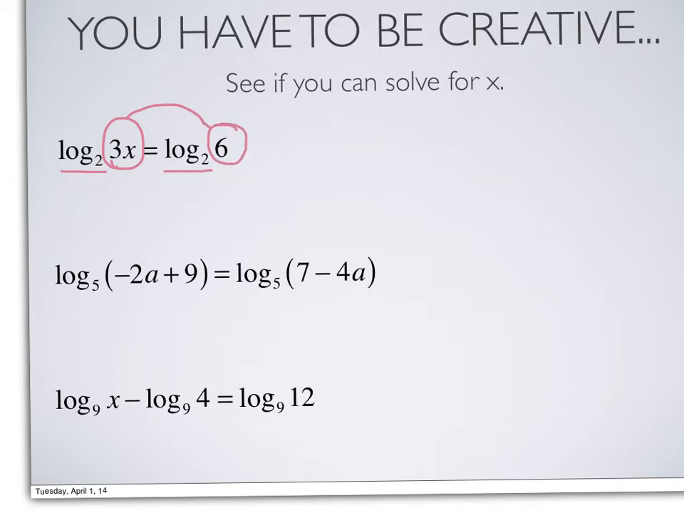So this would be a case where I can say, look, I have a log on this side, a log on that side. I'm just going to drop the logs. I'm just going to cross those off. That leaves me with 3x equals 6, and that I can solve just by dividing by 3. Divide by 3, divide by 3, and I find that x is equal to 2. Okay, so hopefully that wasn't too bad, not too painful there.